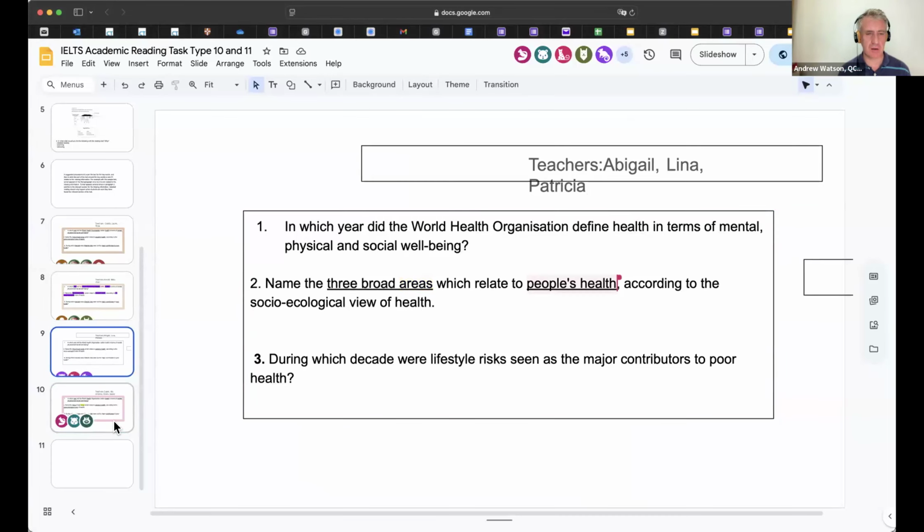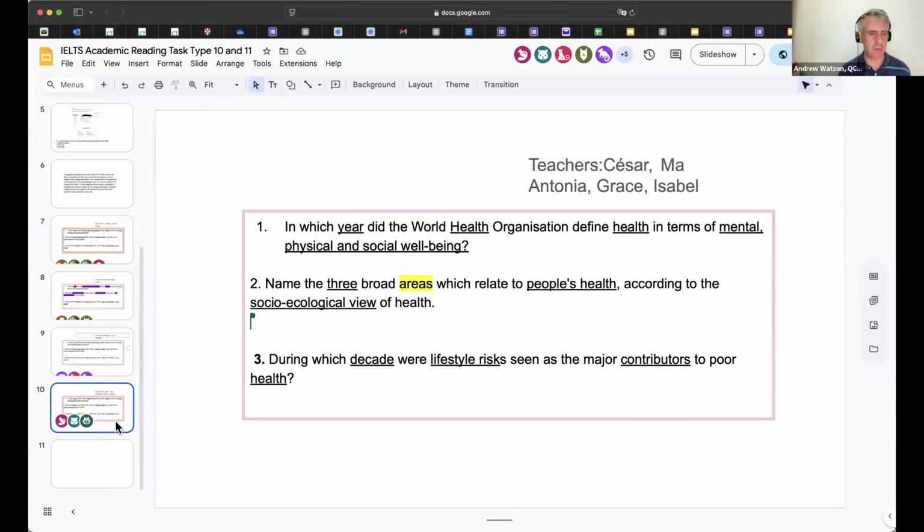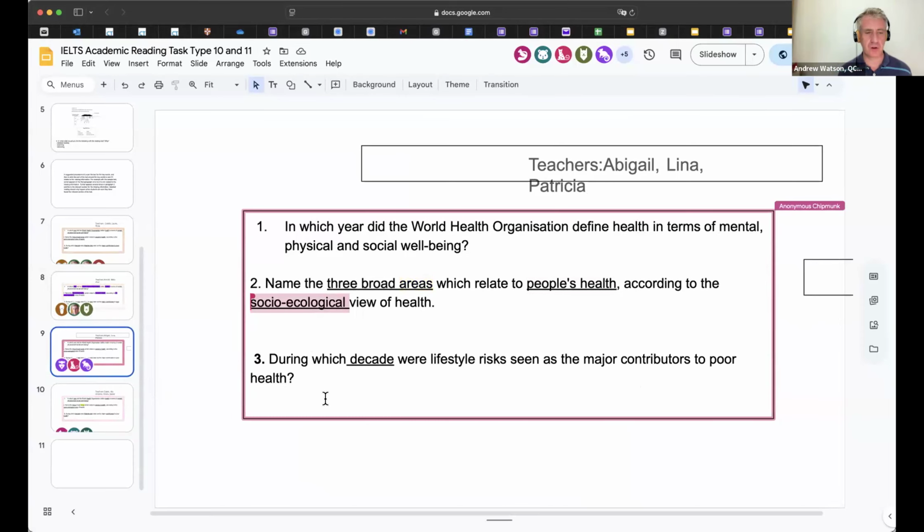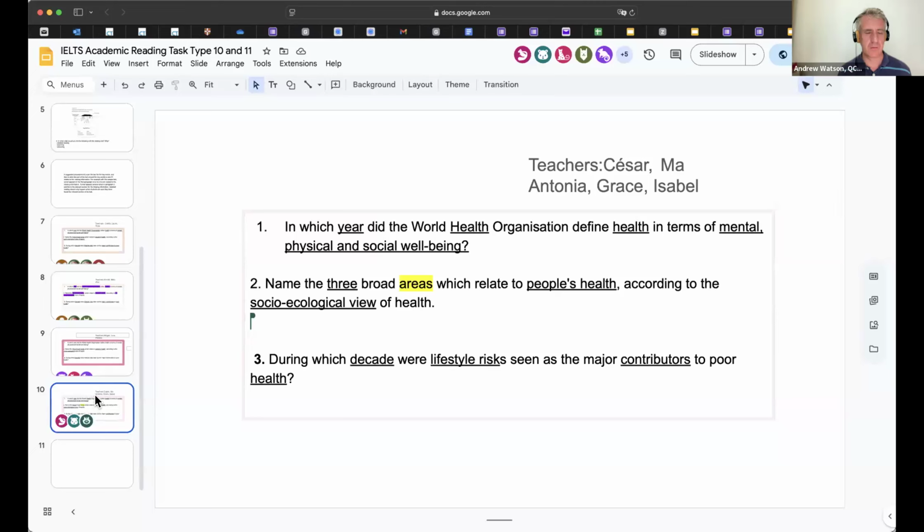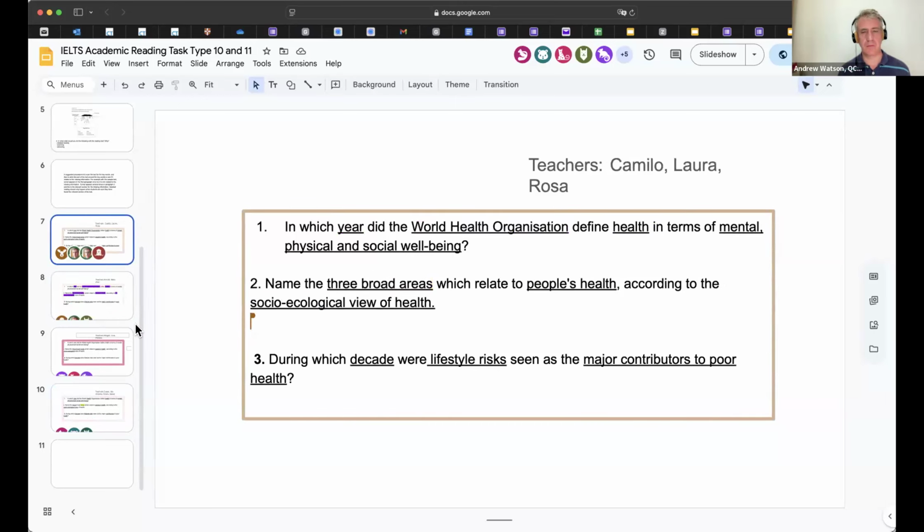Should we just quickly check the underlined words? Okay, the keywords. So paragraph 2, yeah, 3 areas, health and sociological view. That's correct. Which decade were lifestyle risks seen as major contributors to poor health? That's right. Well done, Maria, Tonya, Grace, and Isabel. I think most people got it right.